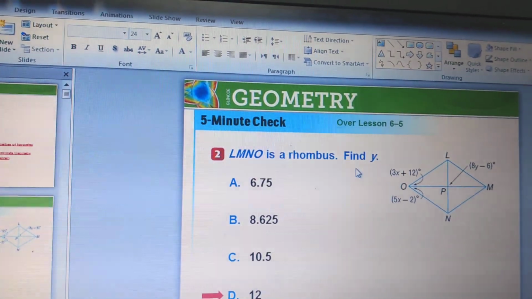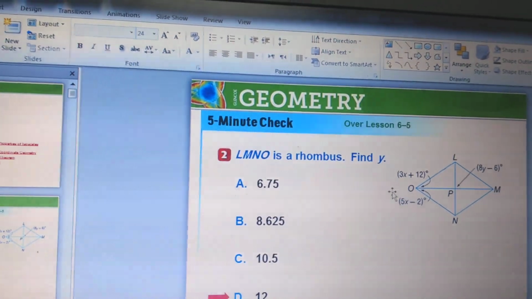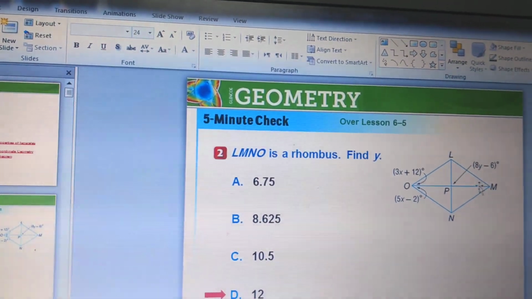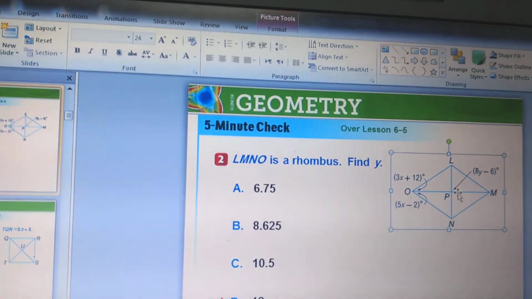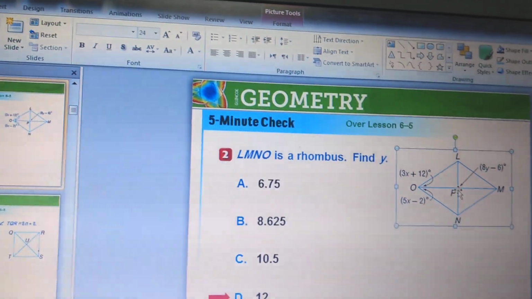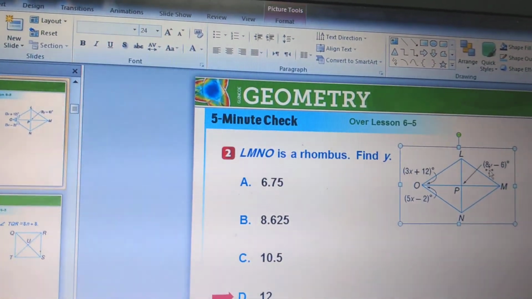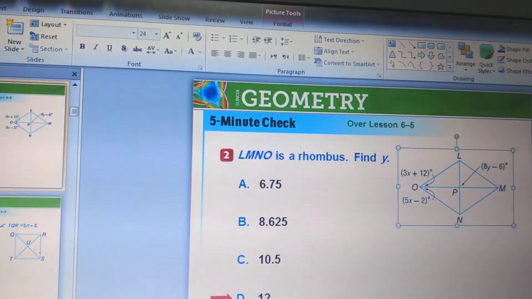Here he wants me to find y. We know also in a rhombus diagonals are perpendicular. This means they form a right angle, which means that LPM is a right angle. This means 8y minus 6 equals 90. You solve it, you get y equals 12.